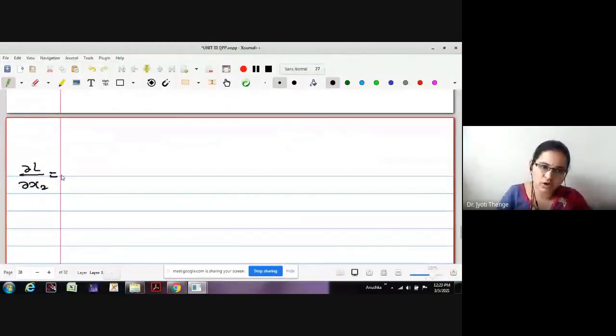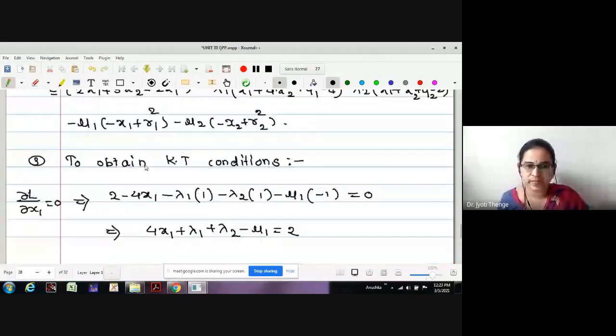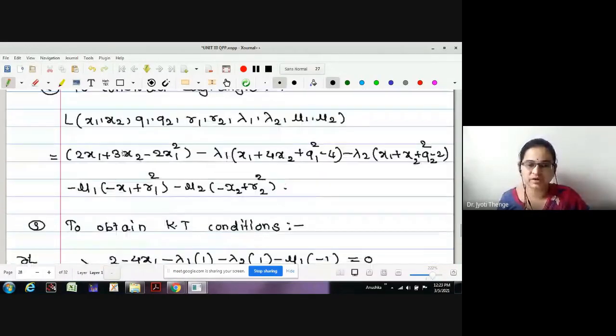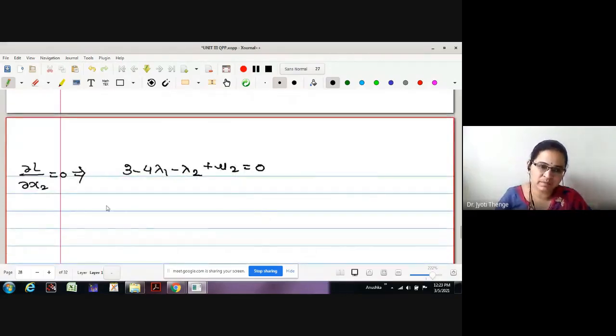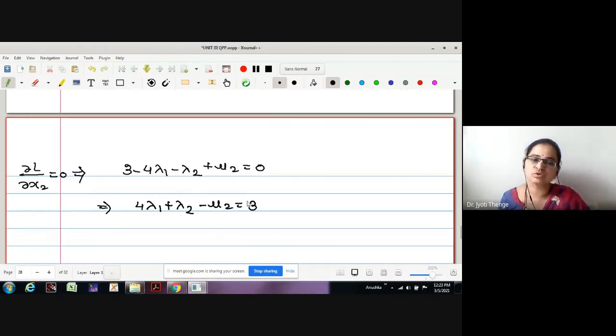Second is ∂L/∂x2 equal to 0. What will ∂L/∂x2 give us? The first term gives me 3 minus 4 lambda 1 minus lambda 2, and finally plus mu 2 equal to 0. Again multiplying with negative, this gives us 4 lambda 1 plus lambda 2 minus mu 2 equals 3.